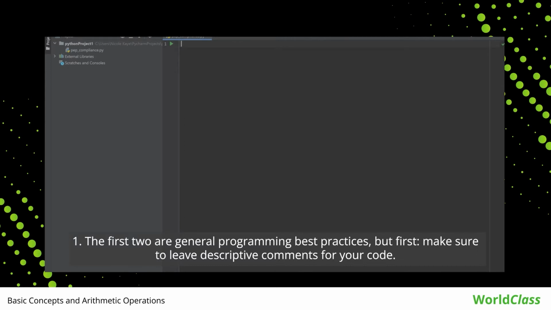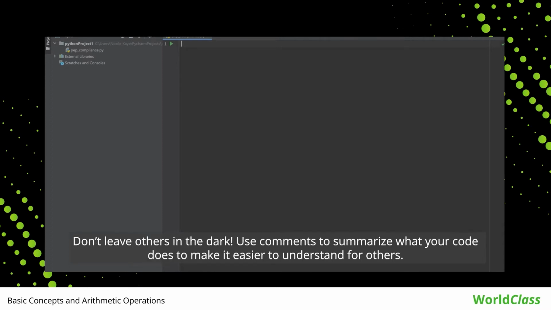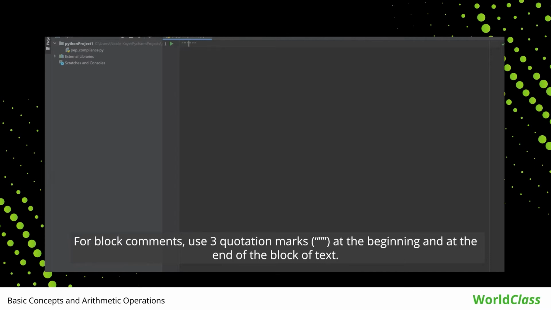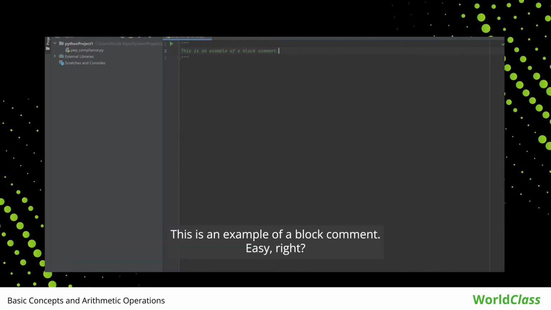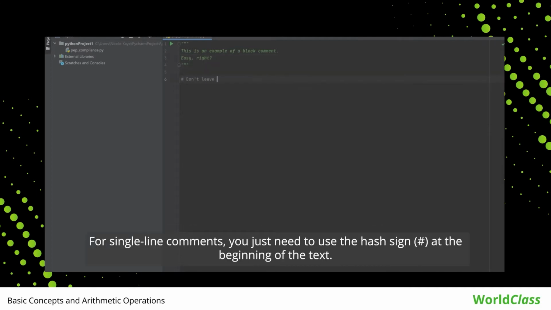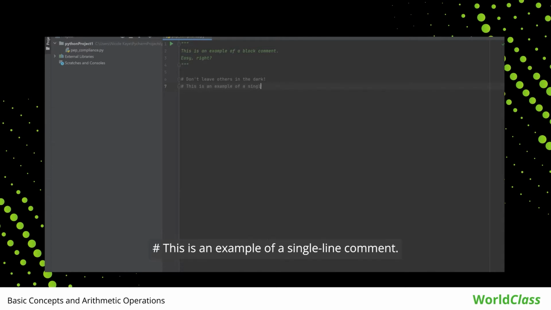But first, make sure to leave descriptive comments for your code. Don't leave others in the dark. Use comments to summarize what your code does to make it easier to understand for others. For block comments, use 3 quotation marks at the beginning and at the end of the block of text. This is an example of a block comment. Easy, right? For single-line comments, you just need to use the hash sign at the beginning of the text. This is an example of a single-line comment. You need to put another hash sign for each line of comment.